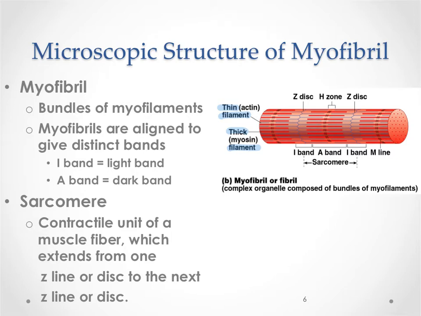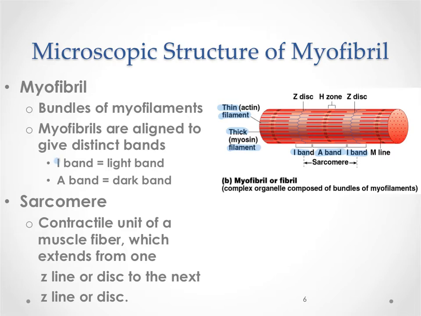You can see, if the little blue line is the thin filament and the red line is the thick filament, where they overlap is called the A band, and that will produce a dark band, a dark section on the myofibril. And where they don't overlap, we only have the thin filaments. Those are called I bands, and that's going to have a lighter appearance to it.